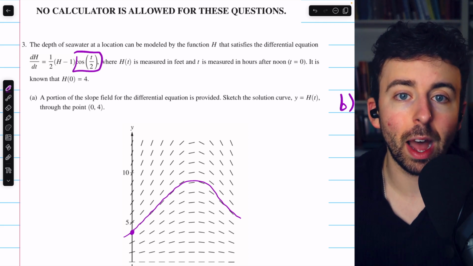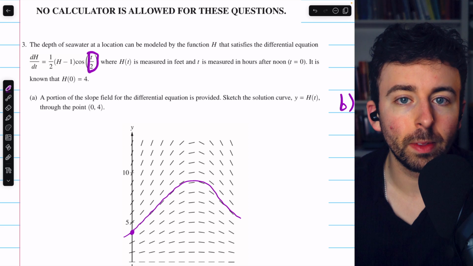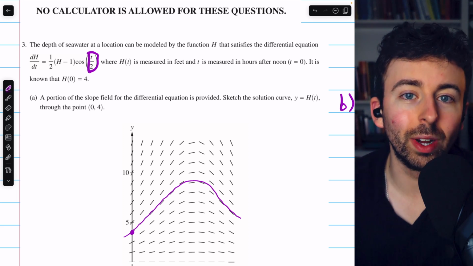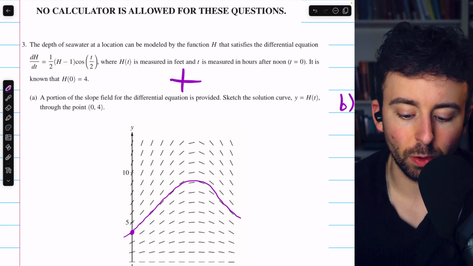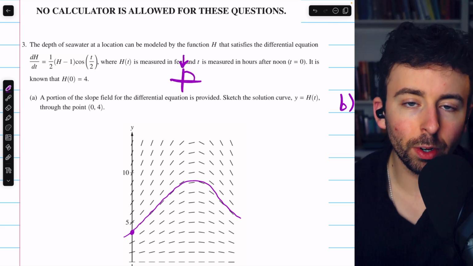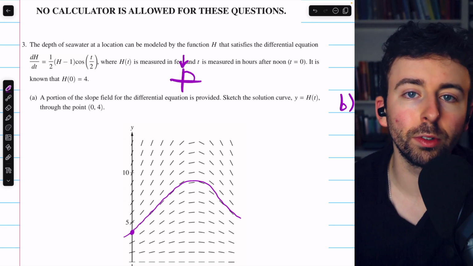Cosine is 0 at pi over 2, and since the input is t over 2, this function will be 0 when t is equal to pi. That way, the input will be pi over 2. If you think back to the unit circle, that gets us up here, where the x-coordinate, cosine, is 0. So it's at t equals pi.